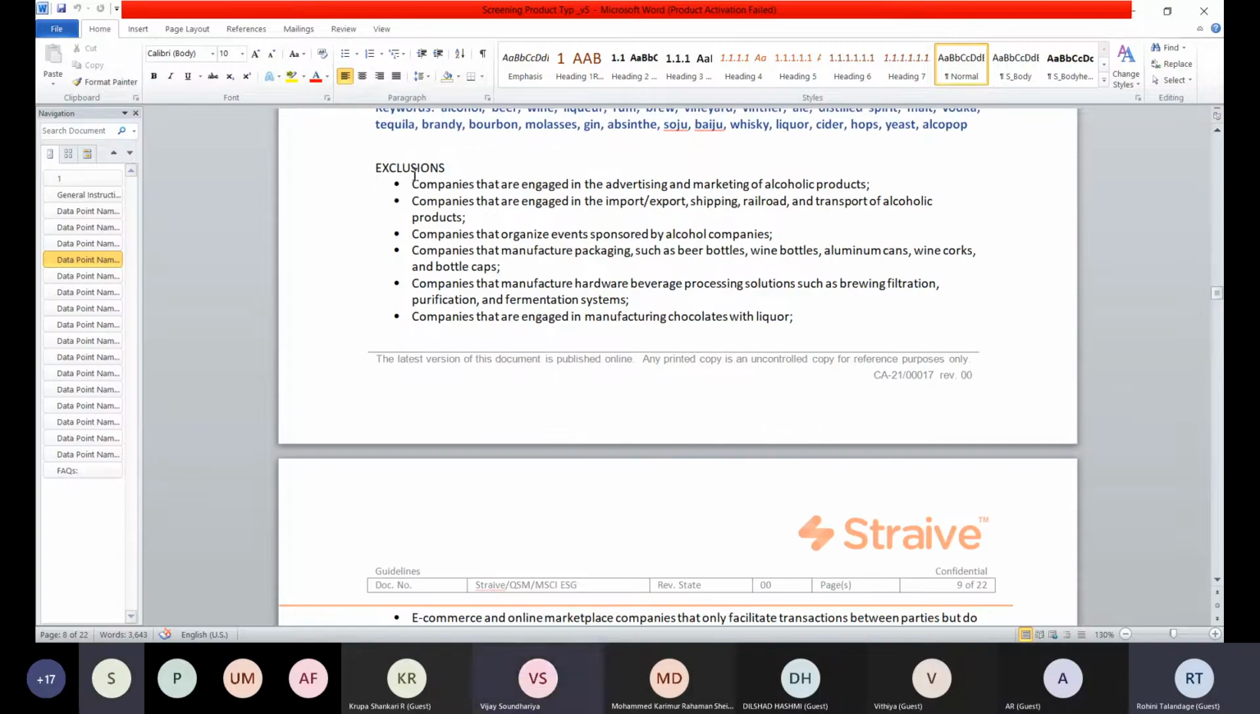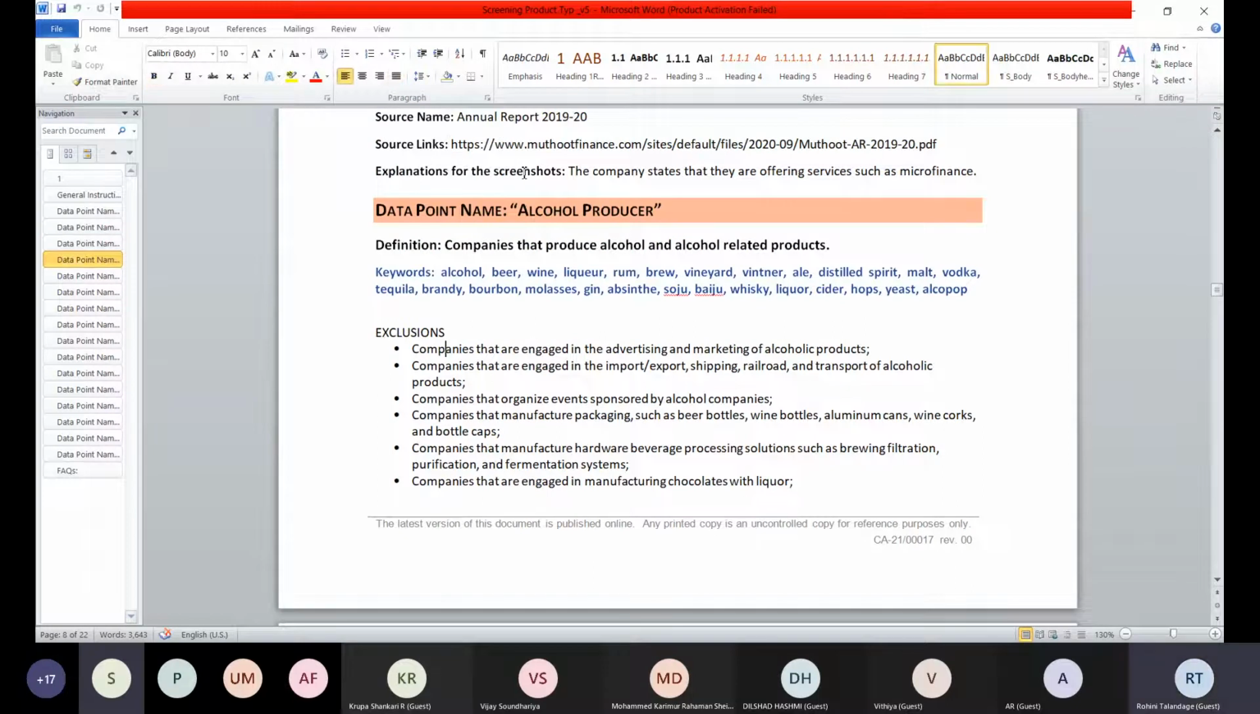Now, what are the exclusions? These are some exclusions they have given here. There are some cases where a company is advertising or marketing alcoholic products. They are not producing it, they are just advertising it. In that case, we cannot say that the company is producing alcohol, so we have to mark it as no only.